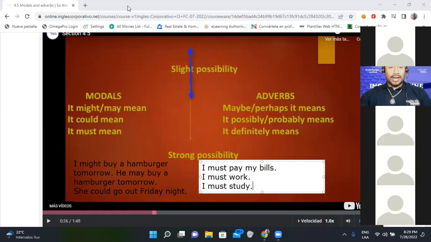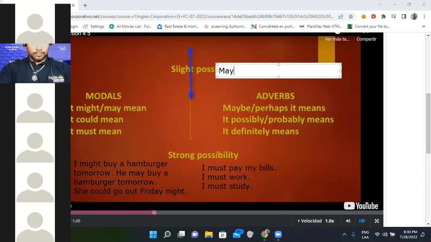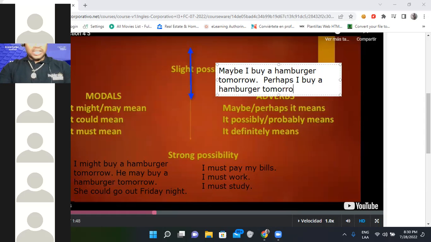Then over here on this side, we have the adverbs. For the adverbs, it's the same thing. If I say maybe or perhaps, I can say, maybe I buy a hamburger tomorrow. Or I can say, perhaps I buy a hamburger tomorrow. It's the same thing. Es lo mismo.